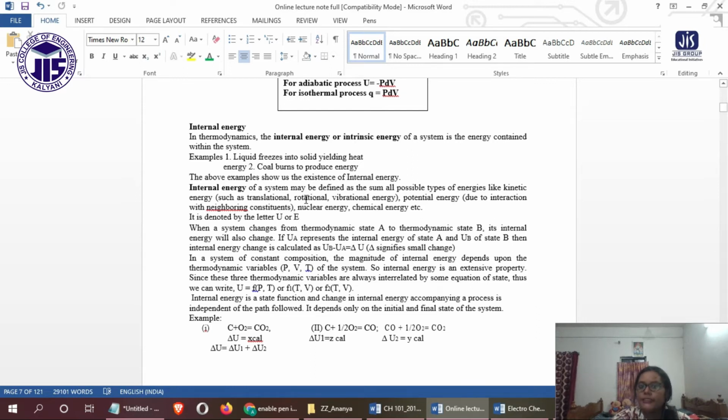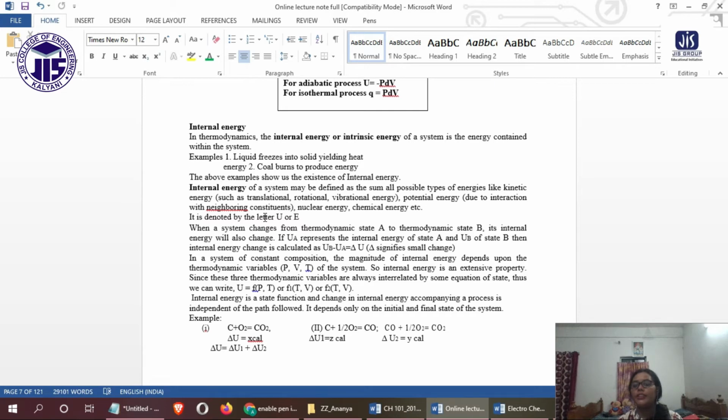Internal energy of a system may be defined as the sum of all possible types of energies, like kinetic energy. There are three types of kinetic energy we have: translational kinetic energy, rotational kinetic energy, and vibrational energy.